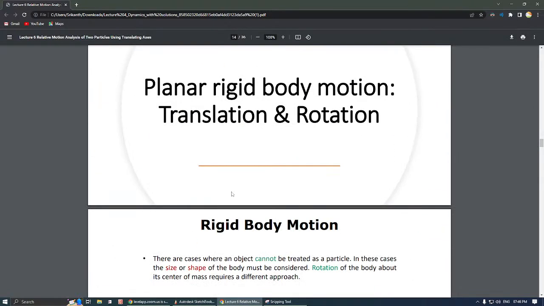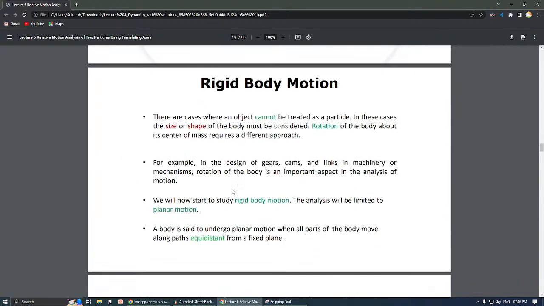Yes. Then planar rigid body motion, translation and rotation. There are cases where an object cannot be treated as a particle.